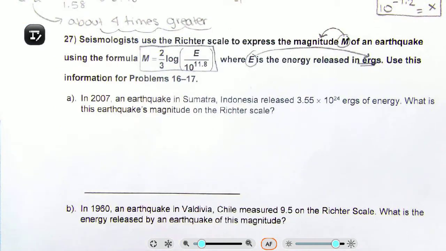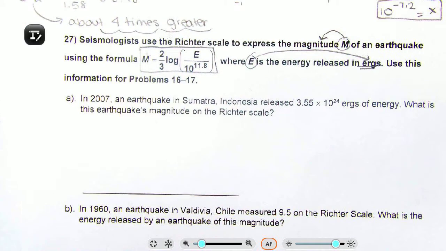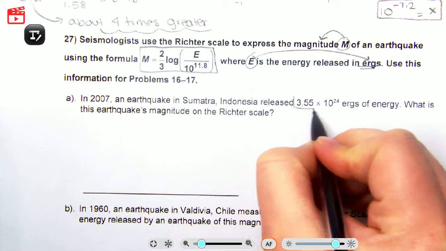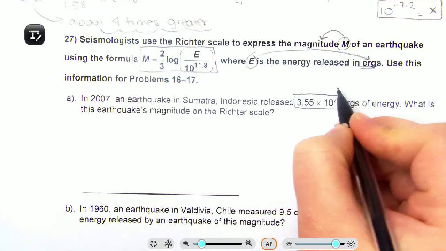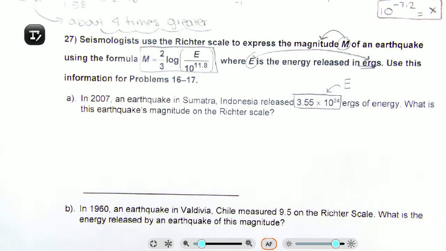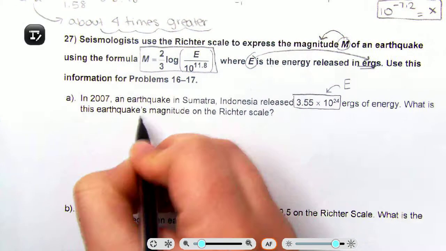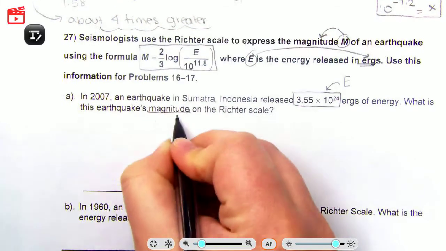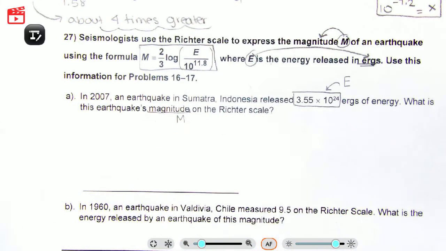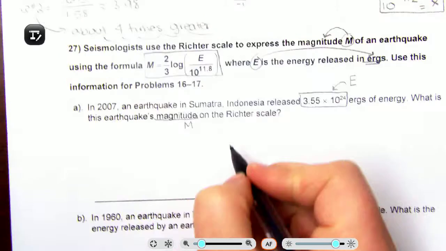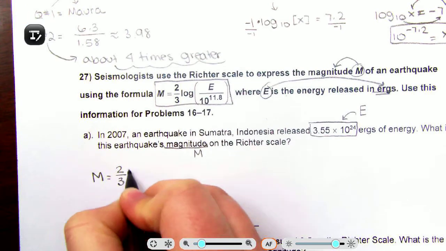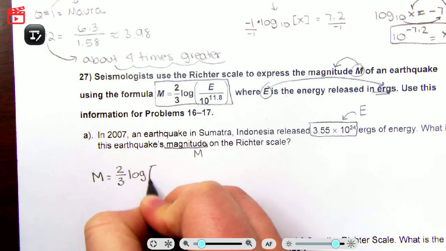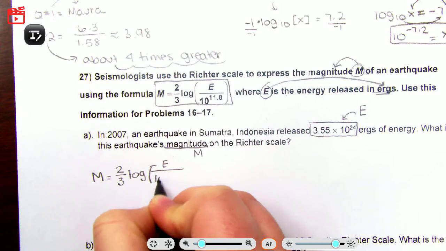In 2007, the earthquake in Sumatra, Indonesia, released 3.55 times 10 to the 27 ergs of energy. So I'm looking back here. I know this is going to be my E value. What is the earthquake's magnitude? I need to know what the magnitude is. So I'm solving for M on the Richter scale. Okay, so let's go ahead and write our formula down. So magnitude is equal to 2/3 times log of E divided by 10 to the 11.8.